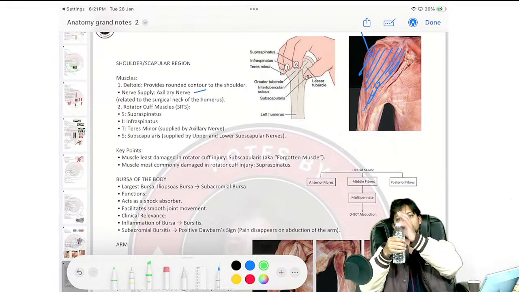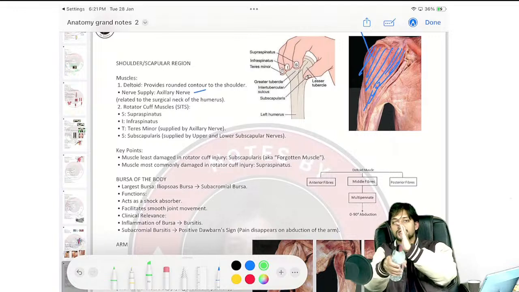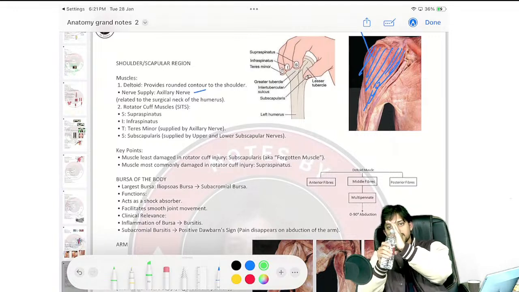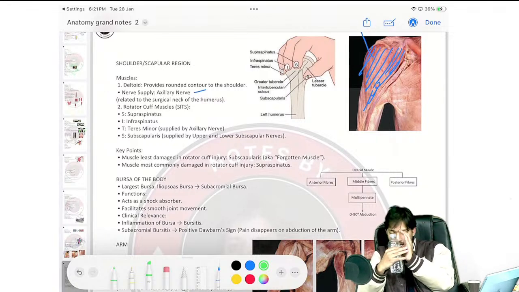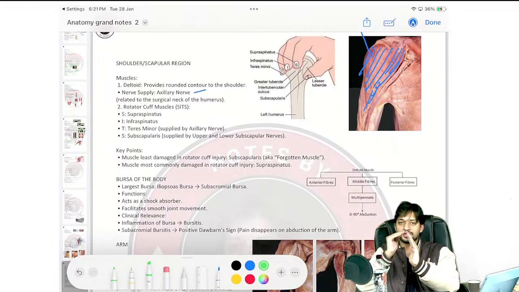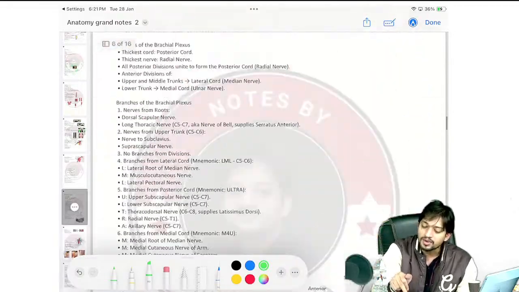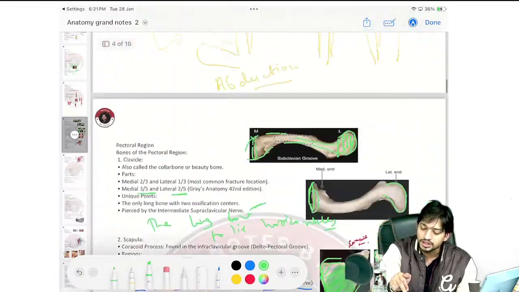Suppose this is the head of the humerus and this is the glenoid cavity. What will happen if there is dislocation of the shoulder, dislocation of the head of the humerus from the glenoid cavity? It will come out. Also, I told you around the glenoid cavity there is a connective tissue layer called the glenoid labrum, right? This glenoid labrum can tear with the dislocation of the shoulder.